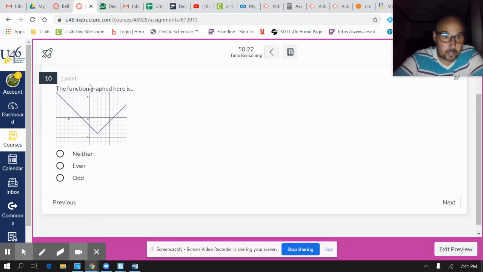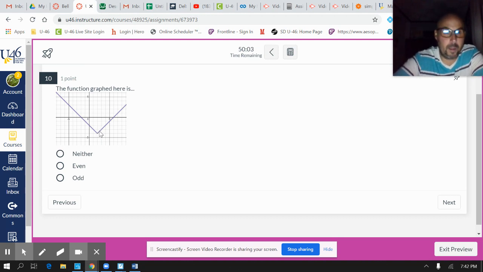So this is not symmetrical on the y-axis, so it is not even, nor is it odd, because to be odd, it has to be symmetrical through the origin. So like there's a mirror on the origin, and whatever's in the upper right will be reflected in the upper left. And this is not symmetrical about the origin. It's not really balanced on the origin.